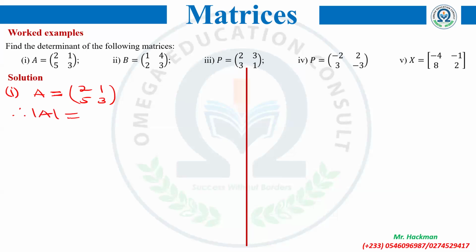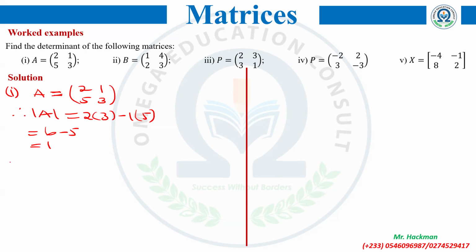So the determinant of this matrix will be equal to 2 times 3, then minus 5 times 1, or 1 times 5. Is that clear? Yes, please. So which in effect will give us 6 minus 5, which is equal to 1. Are we all fine? Yes, please. So let's do maybe 2 more, then we'll be fine.